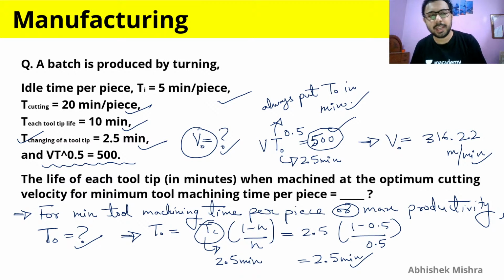So again, how we have calculated this question: there are a lot of times given in the question, and I mainly solved this question because you can see a lot of different data is provided, but we have to only use the tool change time data, and the changing time of tool is 2.5 min, and we know that for maximum productivity, this is the formula. The formula for maximum productivity is T naught is equal to TC.